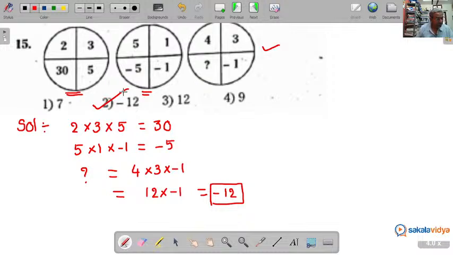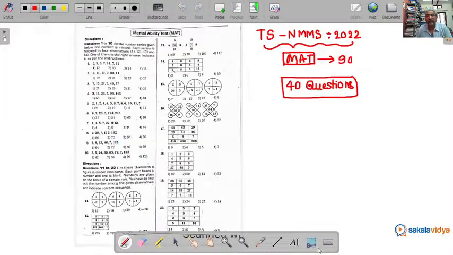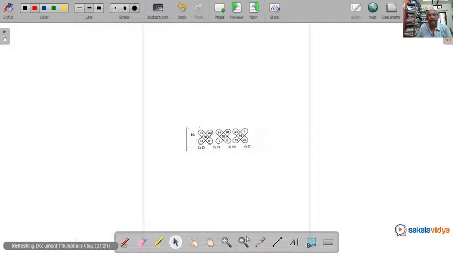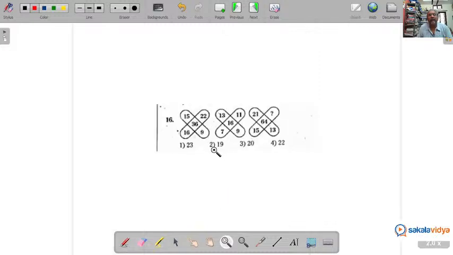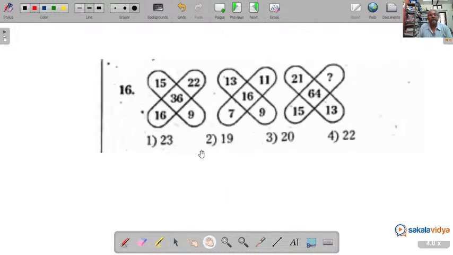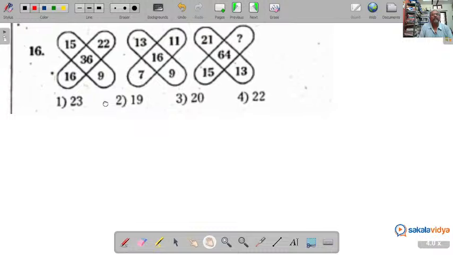Okay, 15th question has been completed. Now let us move to the next question. Next, the 16th question. Let us try to figure out this question now.